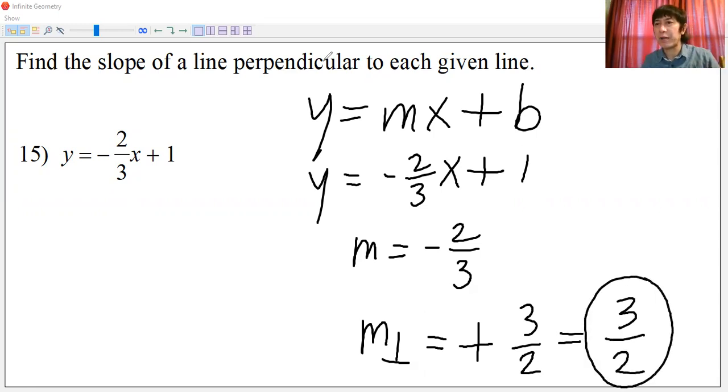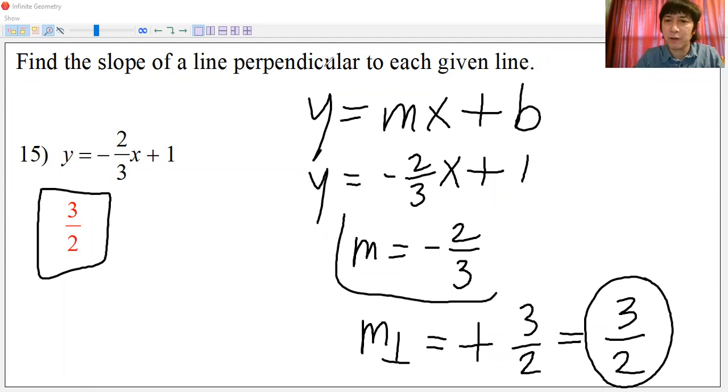Remember, you have to reverse the sign first to make it perpendicular, and then get the reciprocal. You interchange the numerator and the denominator to get the reciprocal. So the answer here must be 3 over 2, and we're correct. It's a positive 3 over 2 because the given slope is a negative. So we have to reverse the sign and then get the reciprocal. That gives you the slope of the perpendicular to the given line.